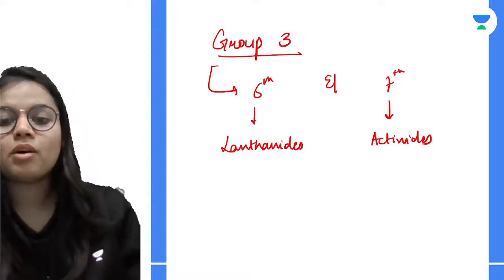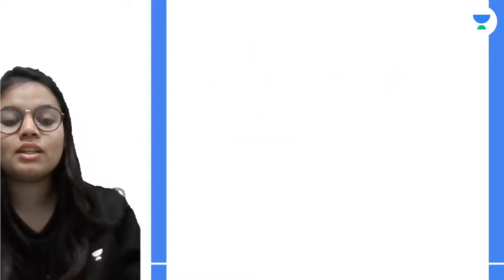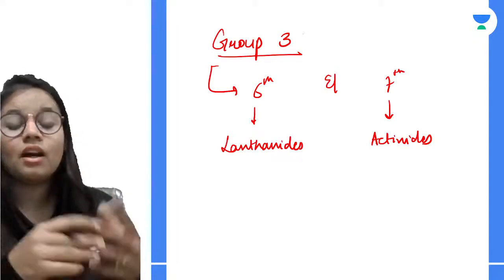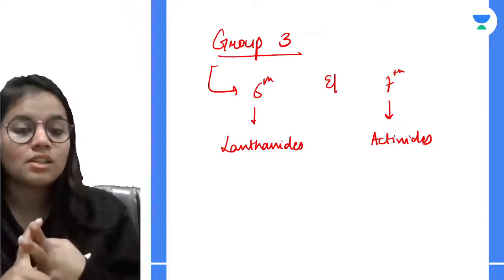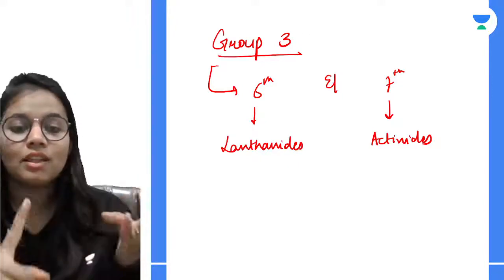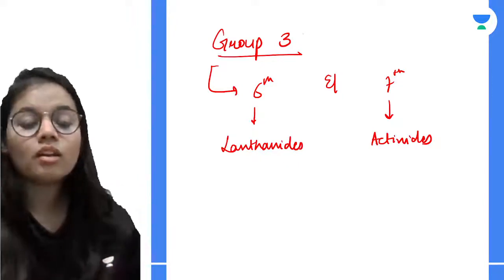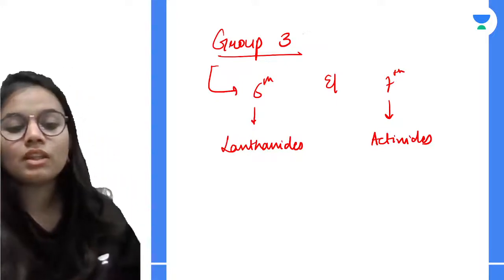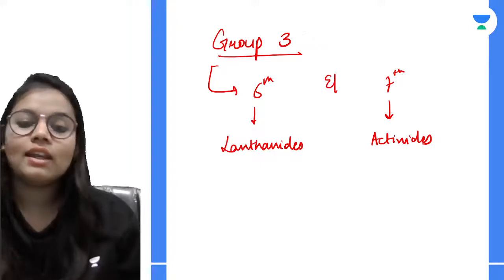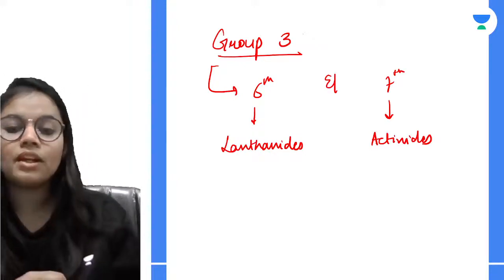After that, we learned about the types of elements. There were four types of elements: representative elements, transition elements, inner transition elements, and the noble gases, also known as the inert gases. We studied their characteristics, and then at the last we went on to the merits and demerits.